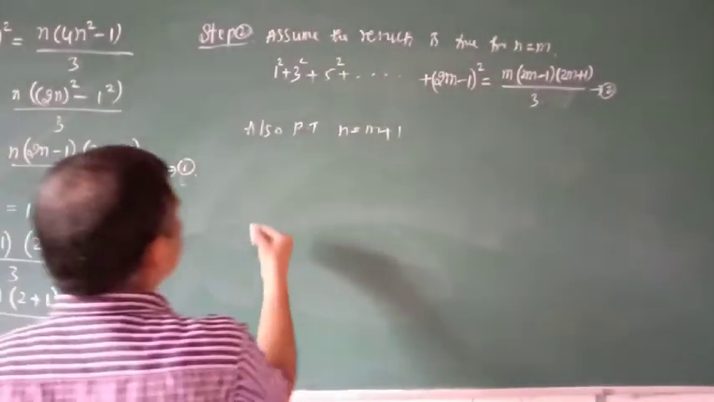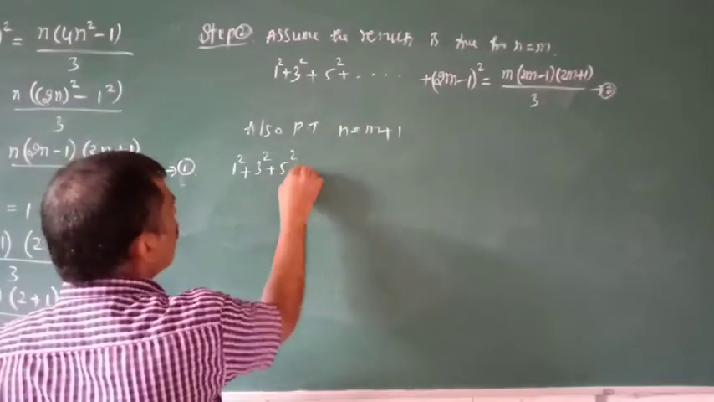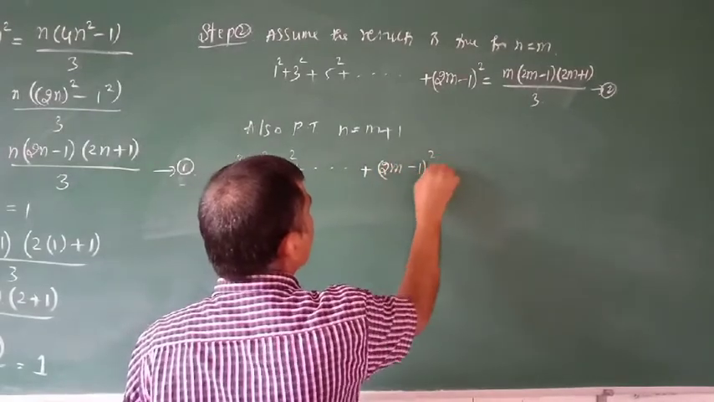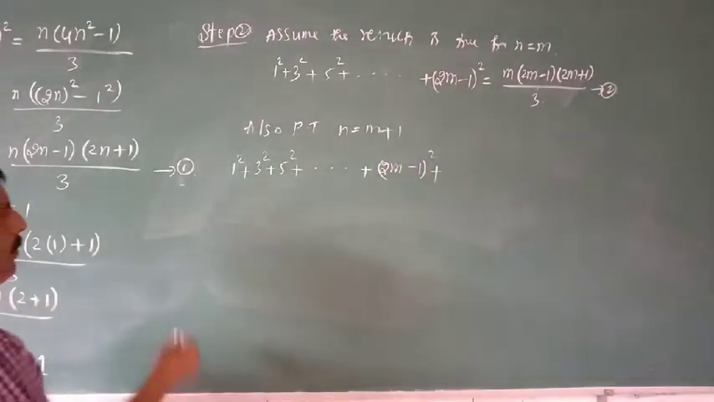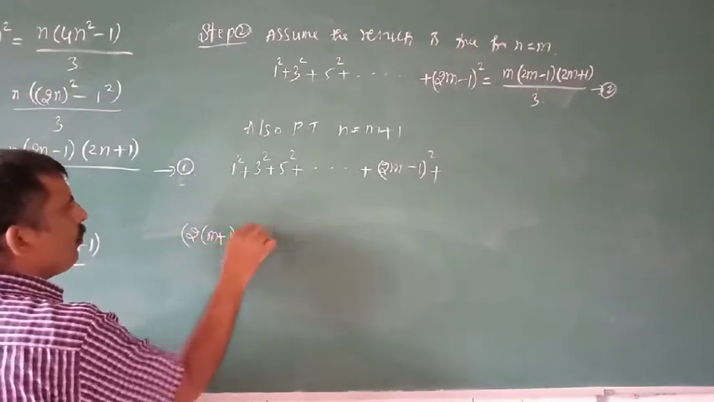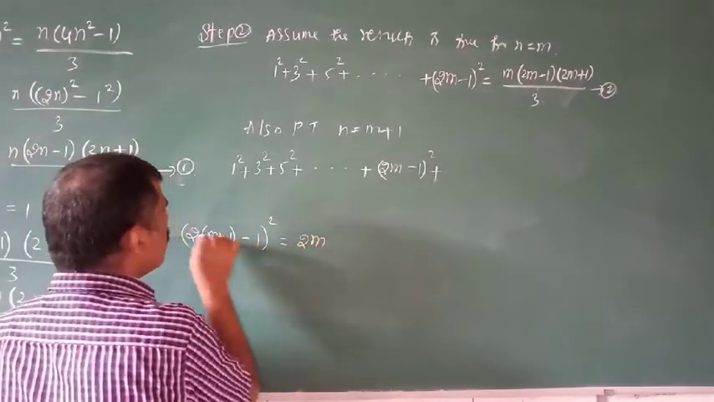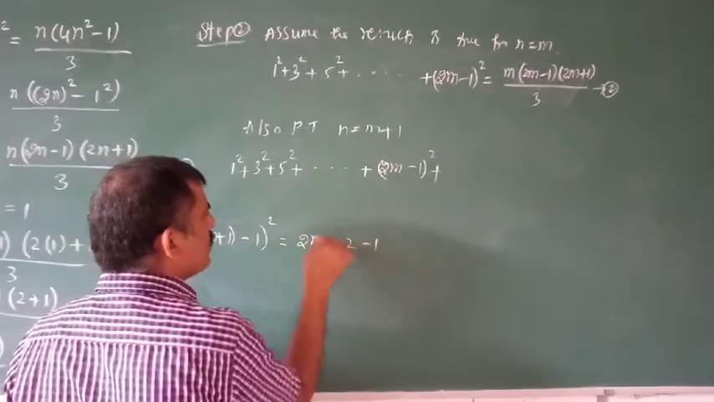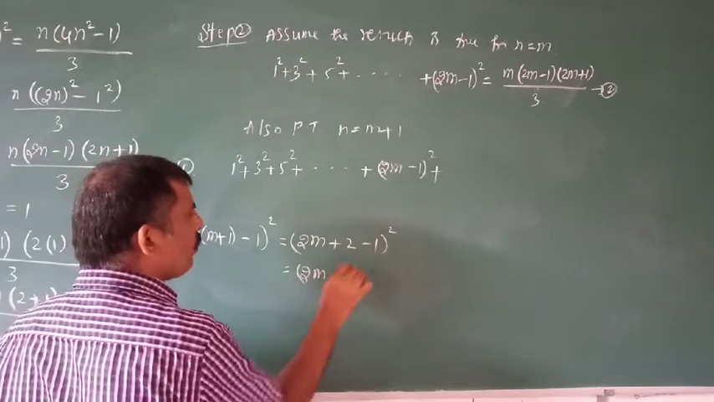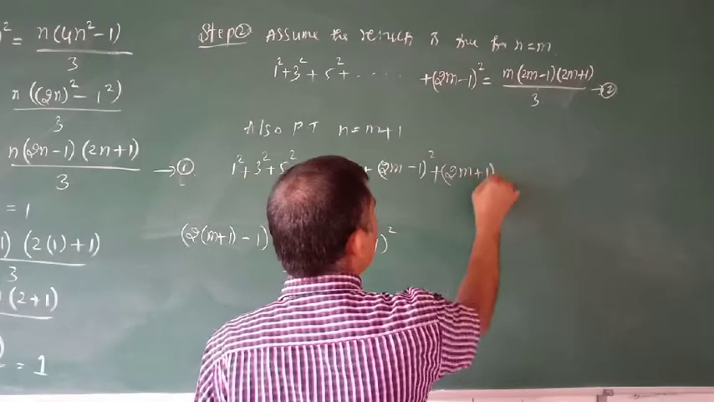So 1 square plus 3 square plus 5 square plus so on plus 2m minus 1 whole square plus m plus 1 whole square, that is 2m plus 1 minus 1 whole square, equal to 2 into m is 2m, 2 into 1 is 2, minus 1 whole square, equal to 2m plus 1 whole square. So next step is 2m plus 1 whole square.